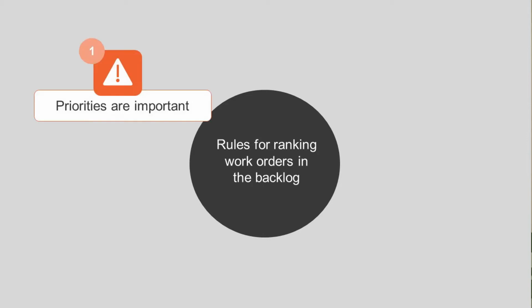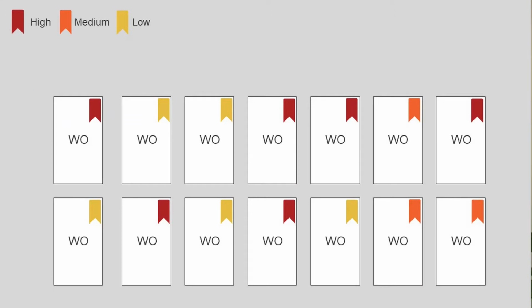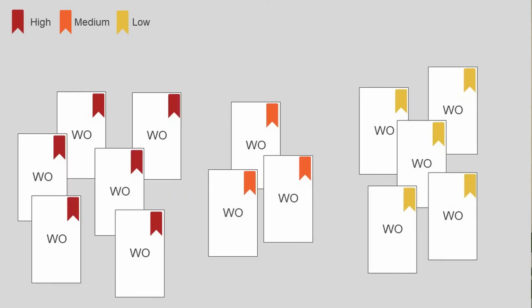Rule number 1, priorities are important. The priority of the work is assigned at the beginning of the process in accordance with the enterprise's work management rules. It's important to maintain those priorities. Take the work in the backlog and group according to the priorities of the work order.